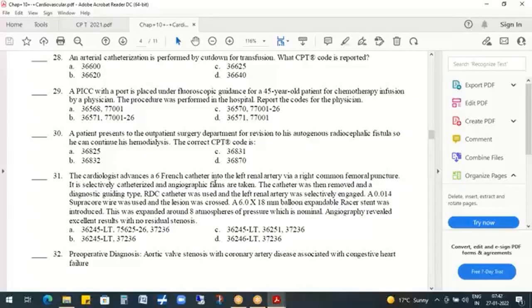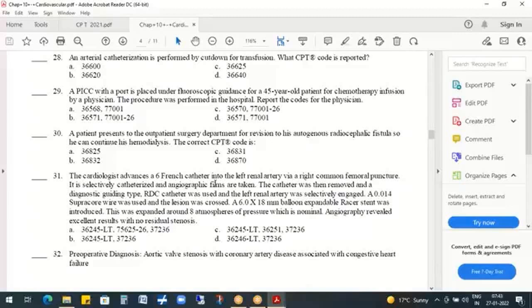Now, go with the code description 36568. What is the description of 36568? Insertion of peripherally inserted central venous catheter without subcutaneous port or pump, without imaging guidance, younger than 5 years of age. Younger than 5 years of age means what? Less than 5 years. Here, what is the age of the patient? 45. Okay, blindly rule out 568. Then come to 570. 570 is also younger than 5 years of age. That also we can blindly rule out.